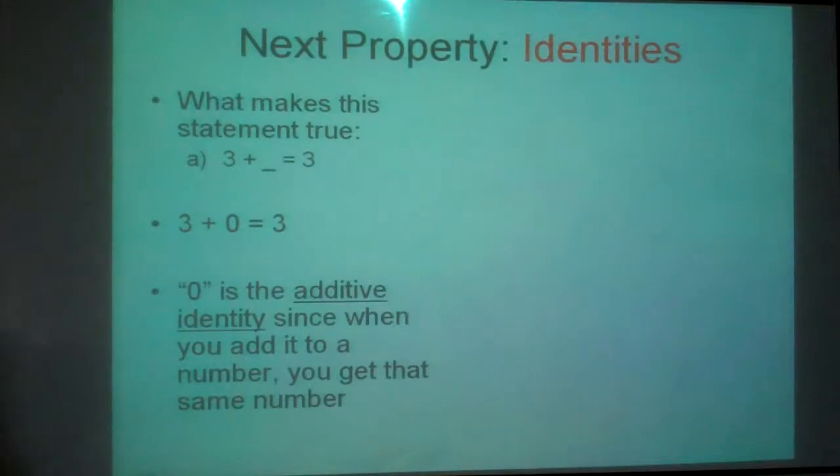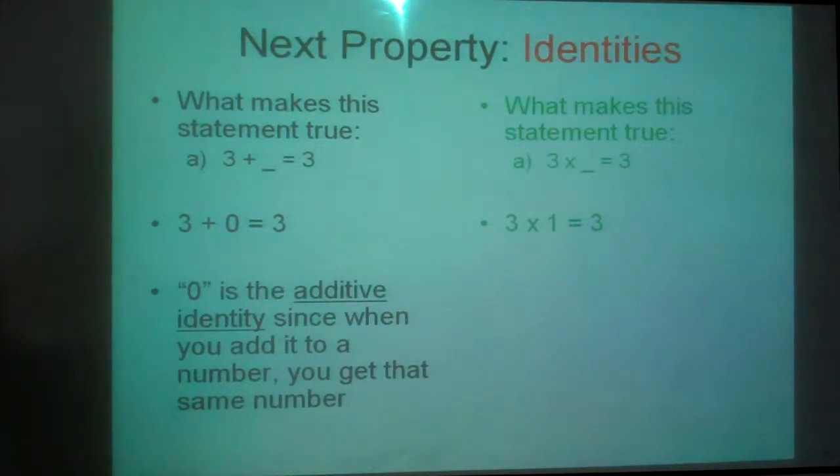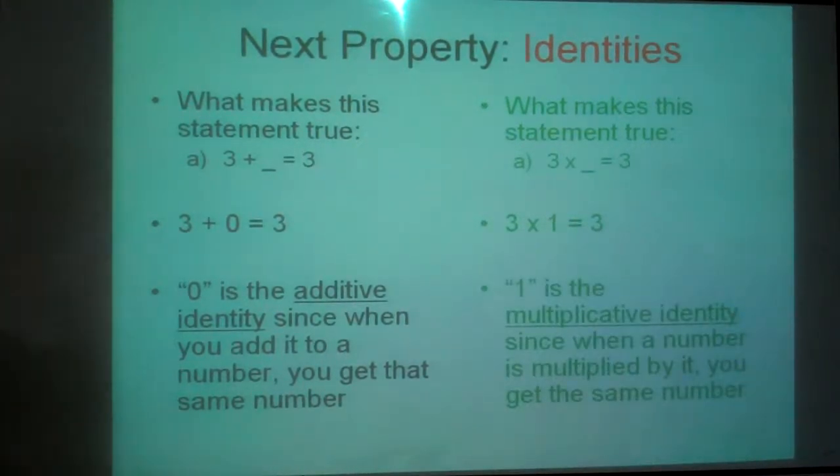So that means when we're multiplying, we have this situation. What makes this true? 3 times what equals 3? Well, that should be 1. So 3 times 1 equals 3, because anything times 1 gets us back to the same number. So we call 1 the multiplicative identity, since when a number is multiplied by it, you get the same number. Okay? So those are our two identities. We have an additive and a multiplicative one.